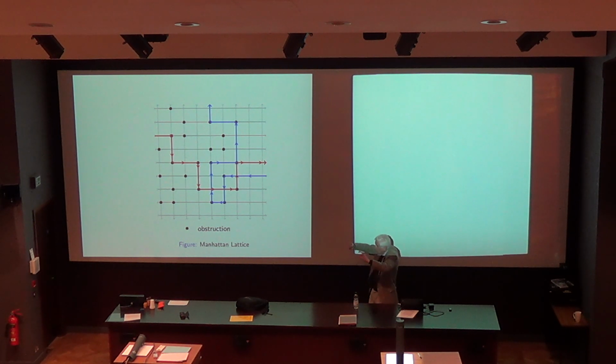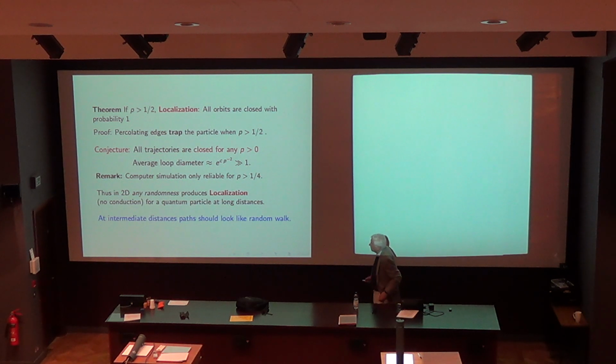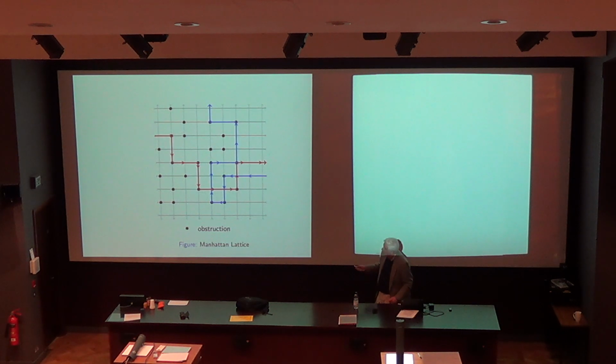They do form loops. The way I've written it here, you think they all just run off somewhere, but for density bigger than half, they all get closed. That's the theorem. And the amazing conjecture made by Cardy is that all the trajectories are closed, no matter how dilute your scatterers are. That means all these guys that you think maybe are going off to infinity here are actually going to come back. Okay, so this is a conjecture. It's not a theorem. It's a conjecture for small p.